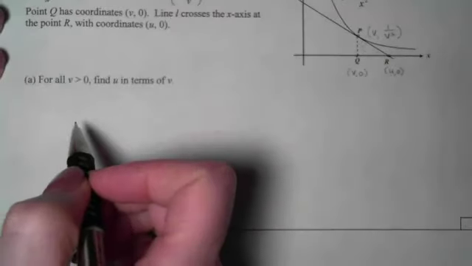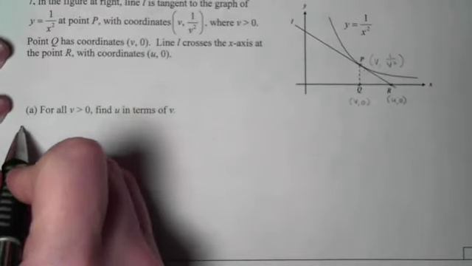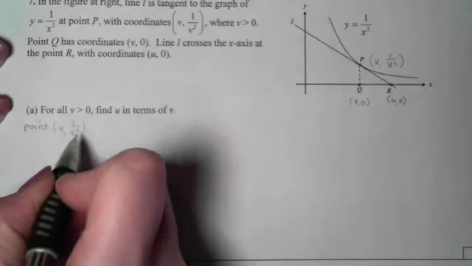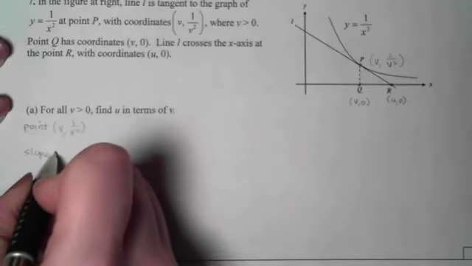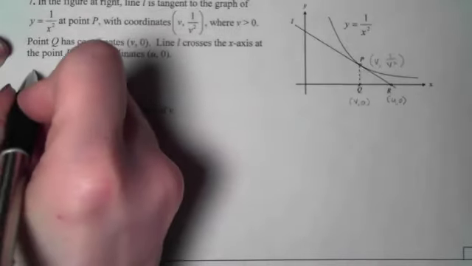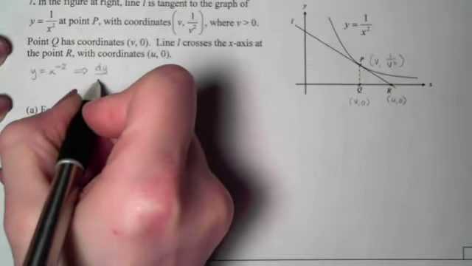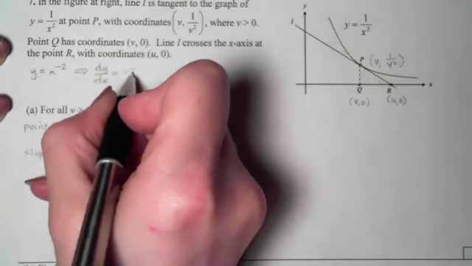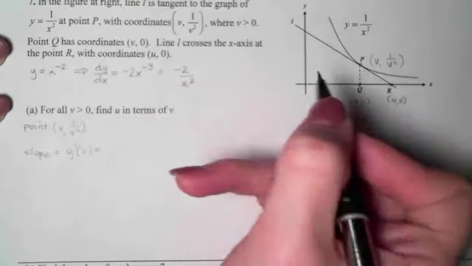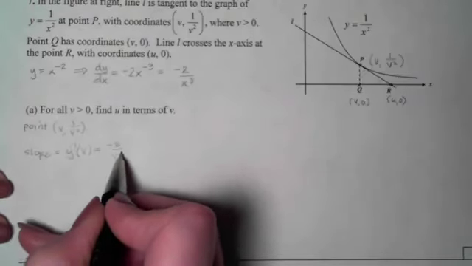So let's start first with finding u in terms of v. The connecting piece is that tangent line. In order to write an equation of a tangent line, we need a point and we need a slope. Remember that the slope is the derivative evaluated at the point of tangency. So I'm going to rewrite y as x to the negative 2, which means when I take the derivative, I will get negative 2x to the negative 3, or negative 2 over x cubed. When I evaluate the slope at the point, it will be negative 2 over v cubed.